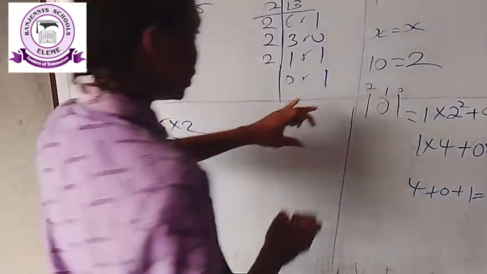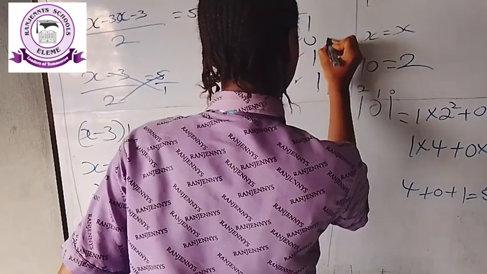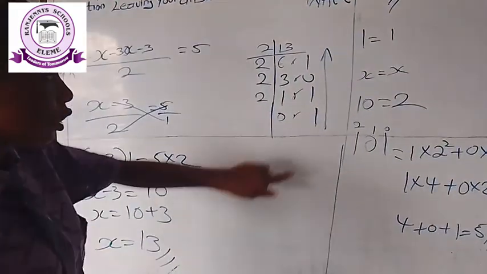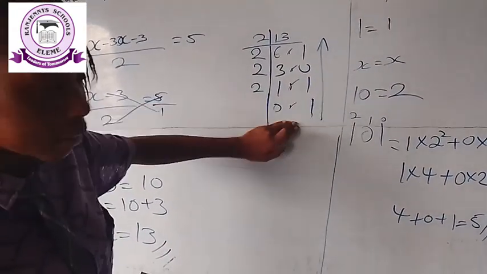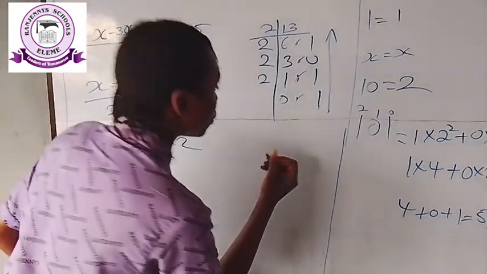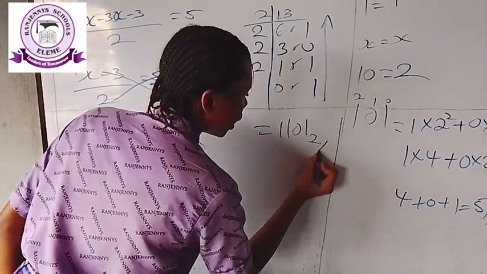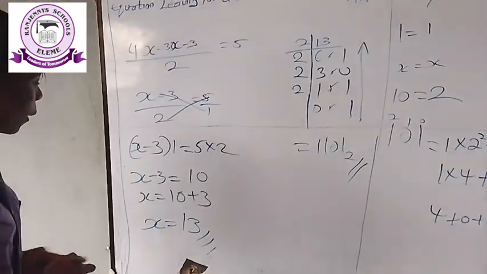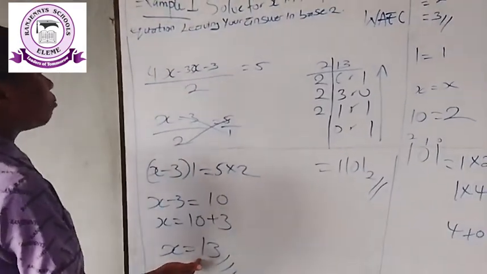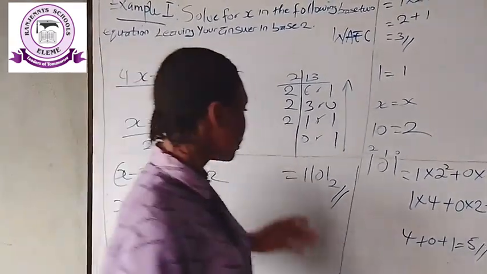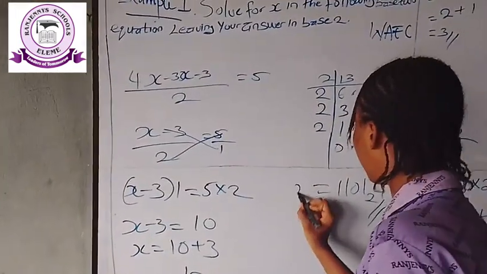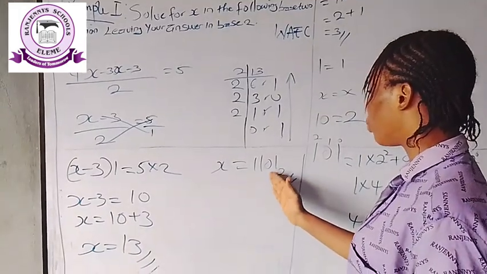So we're going to be taking this upwards. So we're going to put an arrow. So we're going to be taking the figures from down 1 to up 1. We're going to have equals to 1, 1, 0, 1 base 2. And this is your answer. So x equals to 13 in base 10 is x equals to 1, 1, 0, 1 base 2.